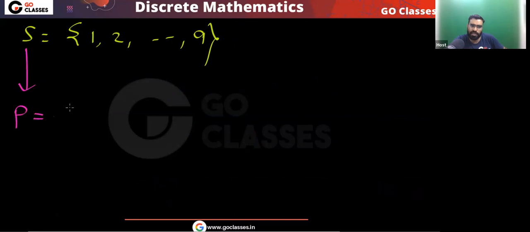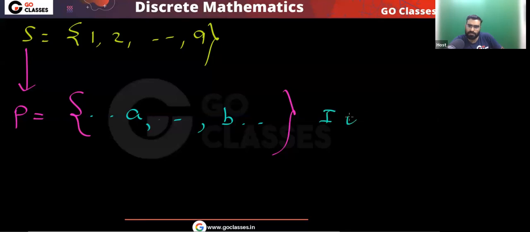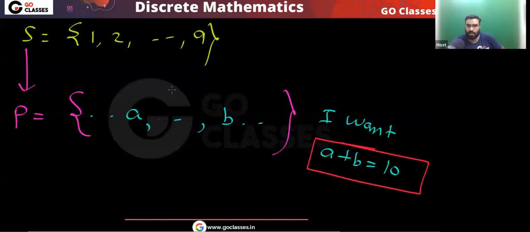Now remember this simple point. Ultimately, this is my set. Please understand, it is very simple. Once you understand, then you can solve the question. From this set, I want to create a subset. In this subset, I want 2 people whose summation should be equal to 10. A plus B equal to 10. I want this.